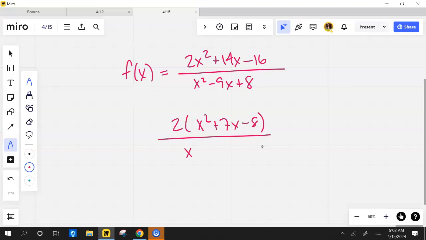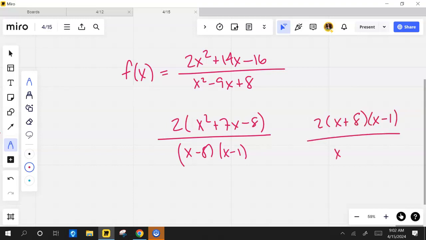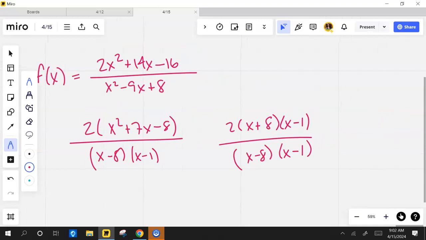This bottom will factor: x minus 8, x minus 1. So the top is 2x plus 8. I'm running through this fast. I'm assuming you all can factor, especially when that leading coefficient is 1. And so removable holes, how many holes do I have? Just one. 8 is an asymptote because it almost cancels, but it doesn't quite. So 1 only. Little pre-cal question thrown in there.